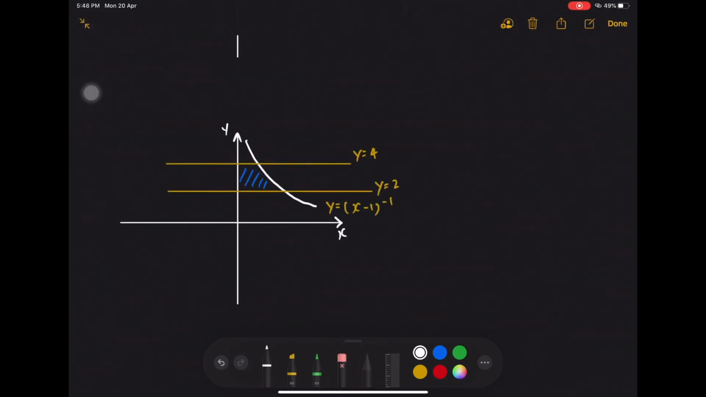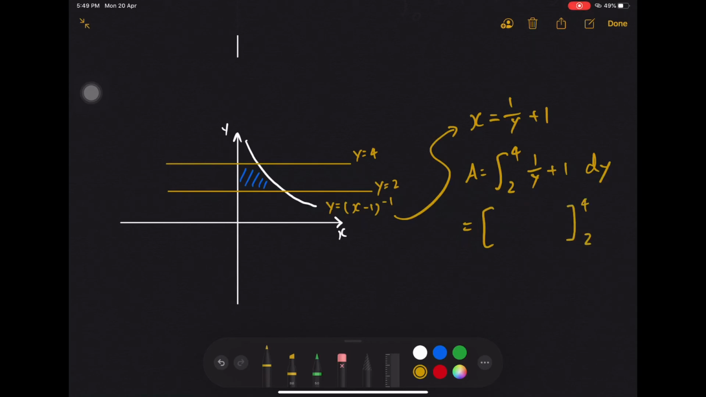For this example, you can see that we want to find the area above the y-axis. So it's with respect to the y-axis. The first thing you're going to do is to convert this equation into x equal to something, and that will get you 1 over y plus 1. And then you're going to integrate so that you can get the area. It's from 4 to 2, and we have 1 over y plus 1 dy. Then you solve it.